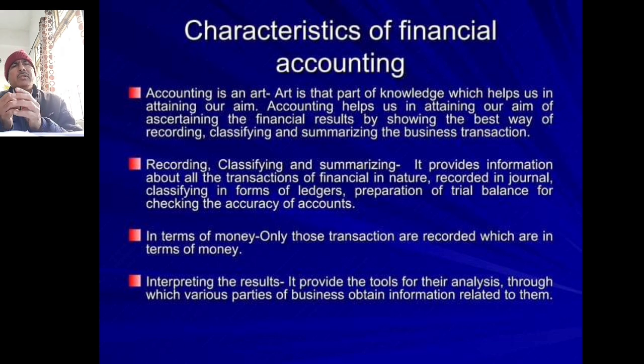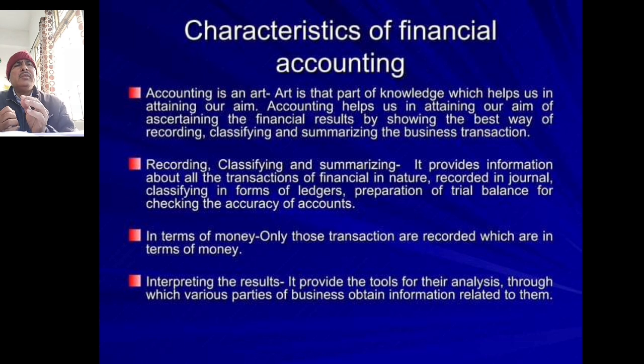In the definition, accounting is the art of recording. We find the next point: recording, classifying and summarizing. It provides information about all the transactions of a financial nature, recording in the journal, classifying in the form of ledgers, and preparing the trial balance for checking the accuracy of accounts. And we define in the definition, accounting is the art of recording, classifying, and each and every event in accounting measure in terms of money only. So the next characteristic is in terms of money. Only those transactions are recorded which are in terms of money.